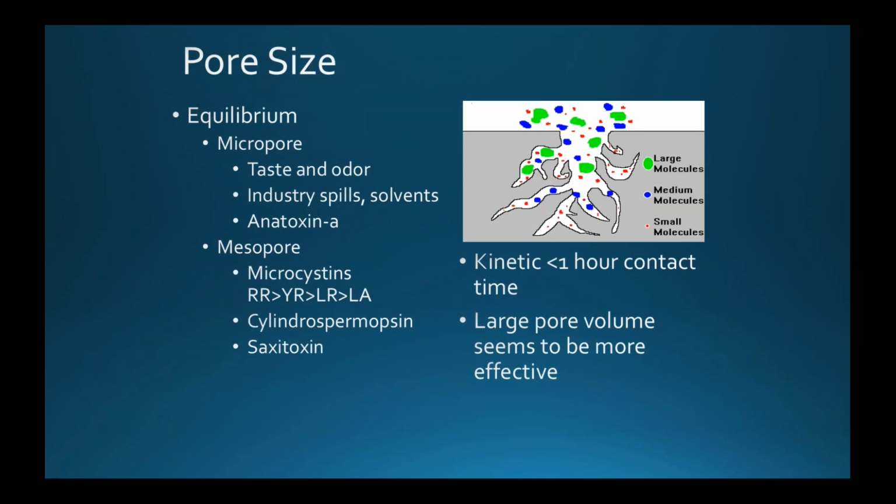So what am I talking about in pores? The micropores up here, we tend to think about those for the taste and odors, the industry solvent spills, and anatoxin. So the micropores are the small pores down in here. And if you have mostly micropores in your carbon, you're not going to do a good job removing the microcystins. The mesopores, the mid-sized pores, you're going to do better at removing the microcystins, the cylindrospermopsins, and the anatoxins, which again are a little bit larger.